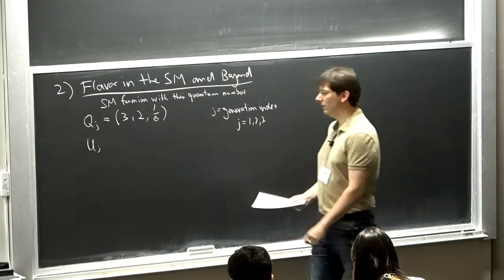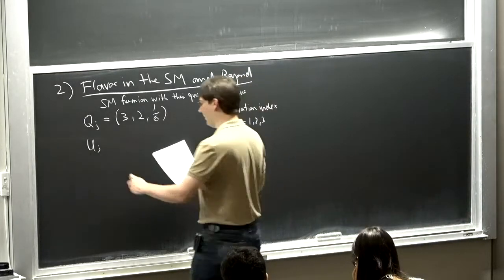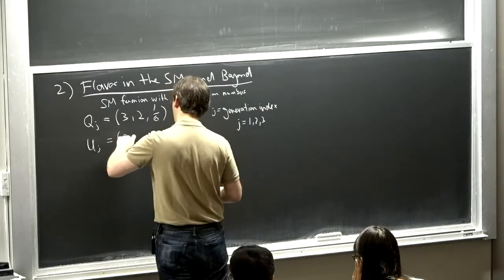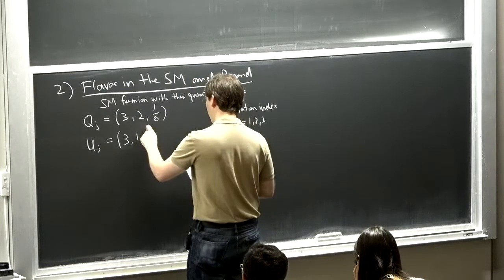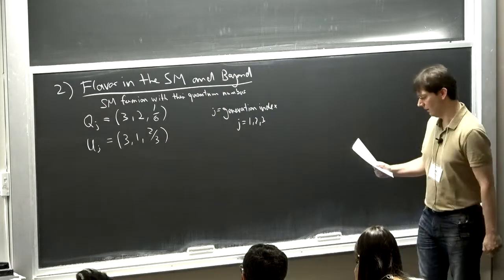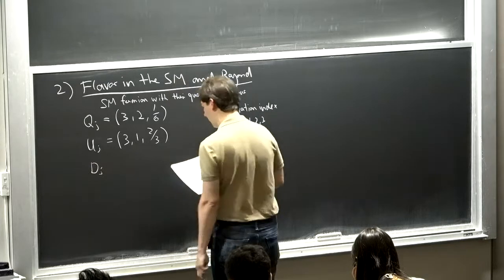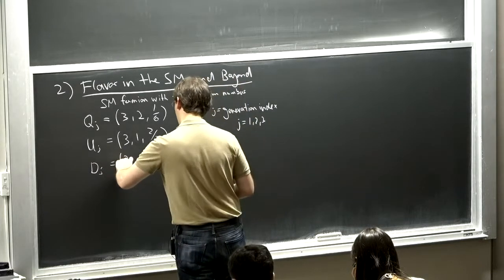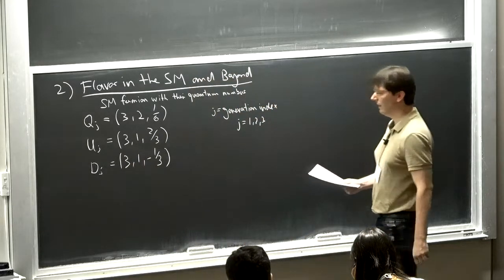In addition to the left-handed quark doublets, we have right-handed up quark singlets, triplet under SU3, singlets under SU2, hypercharge 2/3. Then we have the right-handed down quarks, 3, 1, minus 1/3.